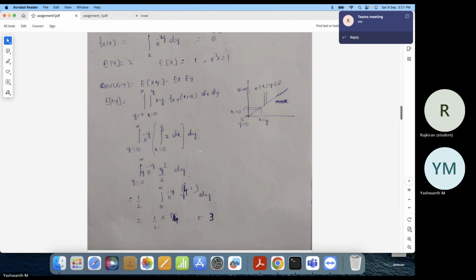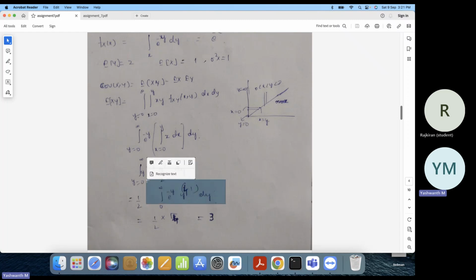Okay. Yeah. So gamma of n is defined as the integral from 0 to infinity of e power minus y times y to the power of n minus 1 dy, integrating with respect to y. And gamma of n is nothing but n minus 1 factorial. So this is nothing but 3 factorial. There is 3 into 2, but then you have this half here, and that's why it is 3.